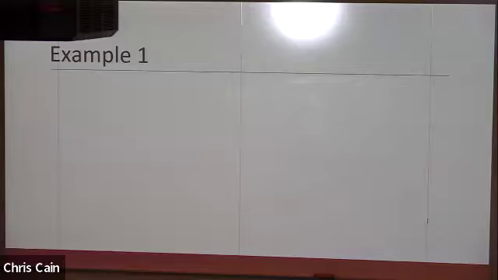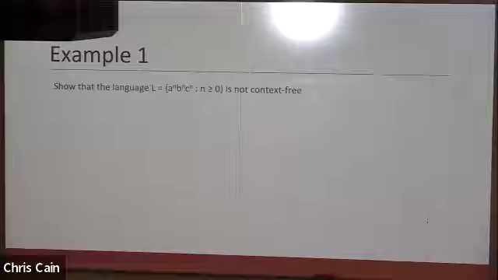All right, so let's take a look at an actual example. We'll see if we can get through this in the remainder of class. I think we can. We're going to revisit our old friend a to the n, b to the n. It turns out that if we slap a c to the n on the end of that, it becomes difficult to do with a context-free grammar. In fact, so difficult that it may be impossible.